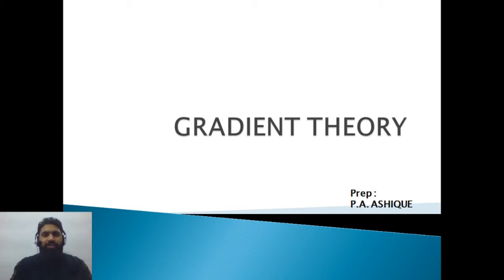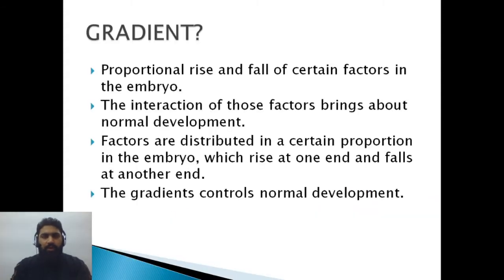Today we are going to discuss the gradient theory. What is gradient theory in developmental biology? Okay, so what is a gradient? That is a proportional rise and fall of certain factors in the embryo. The interaction of those factors brings about the normal development. Factors are distributed in certain proportions in the embryo, which rise at one end and fall at the other end. The gradient controls normal development.